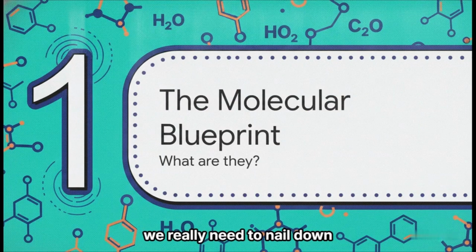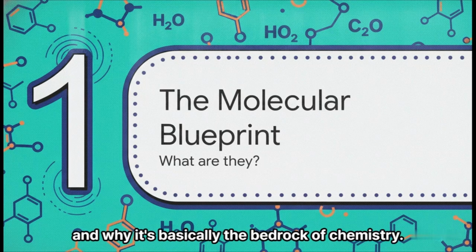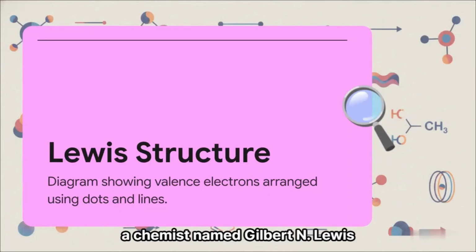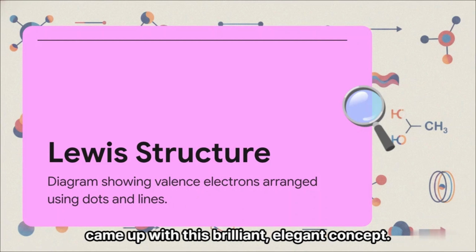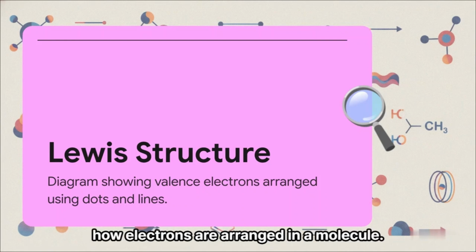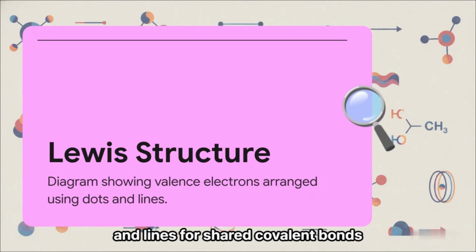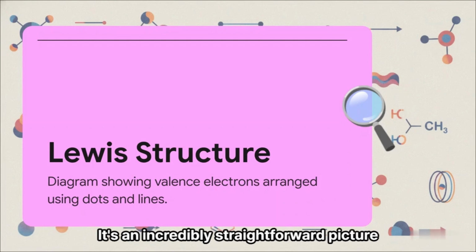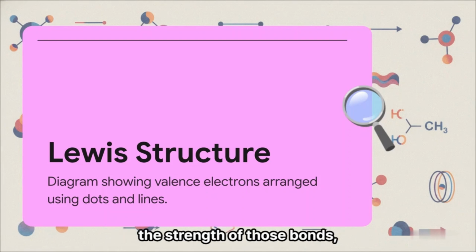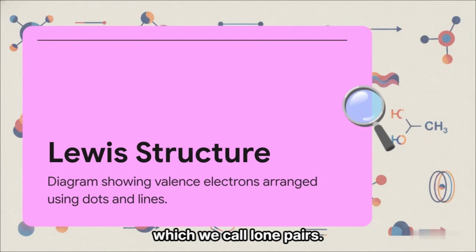To kick things off, we really need to nail down what a Lewis structure actually is and why it's basically the bedrock of chemistry. Way back in 1916, a chemist named Gilbert N. Lewis came up with this brilliant, elegant concept. A Lewis structure is simply a diagram showing how electrons are arranged in a molecule. We use dots for the individual electrons and lines for shared covalent bonds. It's an incredibly straightforward picture that tells you exactly which atoms are connected, the strength of those bonds, and whether you've got any leftover electrons just hanging around, which we call lone pairs.